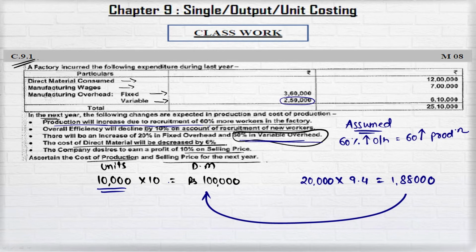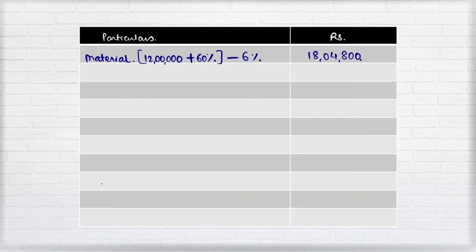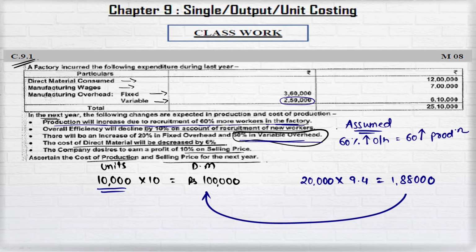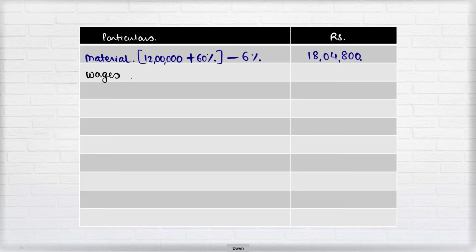I am going to direct wages. Production will increase due to recruitment of 60% more workers in the factory. Alright. So I am finding out wages. What was previous wage cost? 7 lakhs plus 60%.